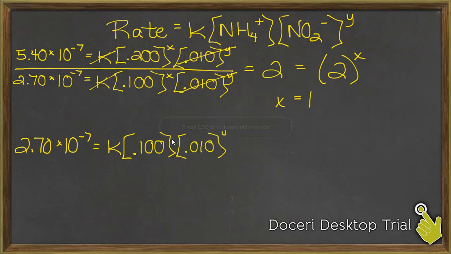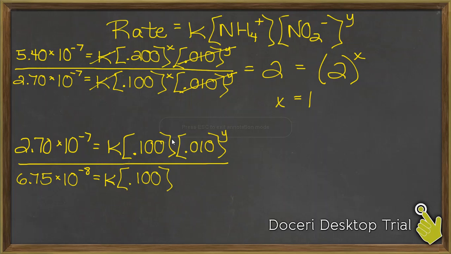0.010. Now this one is still a variable because I don't know what that exponent is. I'm going to draw a line. And here is the rate from experiment 1. And the molarity from ammonium raised to the first power. 0.050 raised to the power of y. And 2.70 times 10 to the negative 7th divided by 6.75 times 10 to the negative 8th, that is 4.